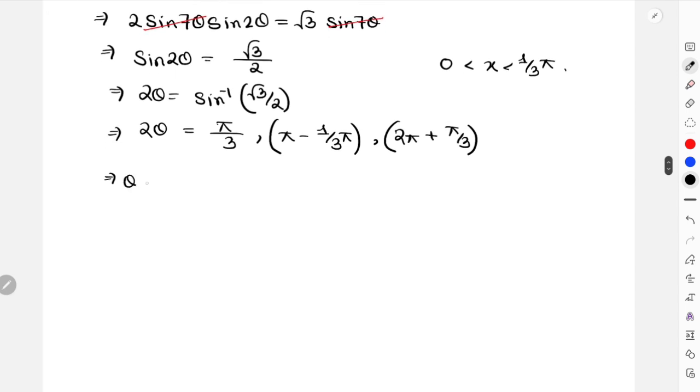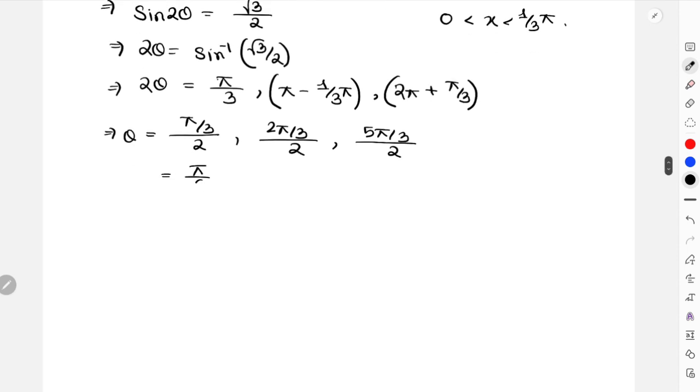So in that case, theta will now be pi by 3 over 2. This one will be what? 2 pi by 3 over 2. And then again, this is going to be 6 pi minus pi, so 5 pi by 3 over 2. So this gives pi by 6, 2 pi by 6, which again turns out to be pi over 3, and then this one turns out to be 5 pi over 6.